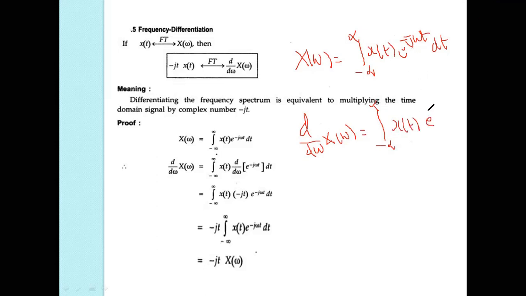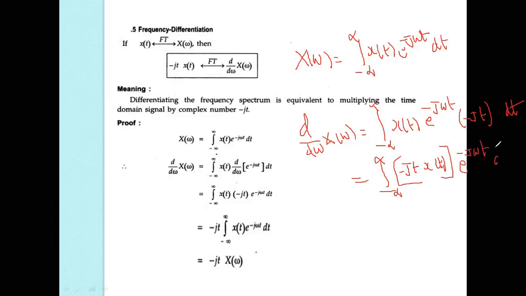Here the derivative with respect to omega of e power minus j omega t, the coefficient of omega is minus j t. So that is equal to the integral from minus infinity to infinity of minus j t x of t e power minus j omega t dt. Now again you can observe here, these two are the definition of the Fourier transformation: d by d omega of x of omega is a Fourier transformation pair of minus j t into x of t.